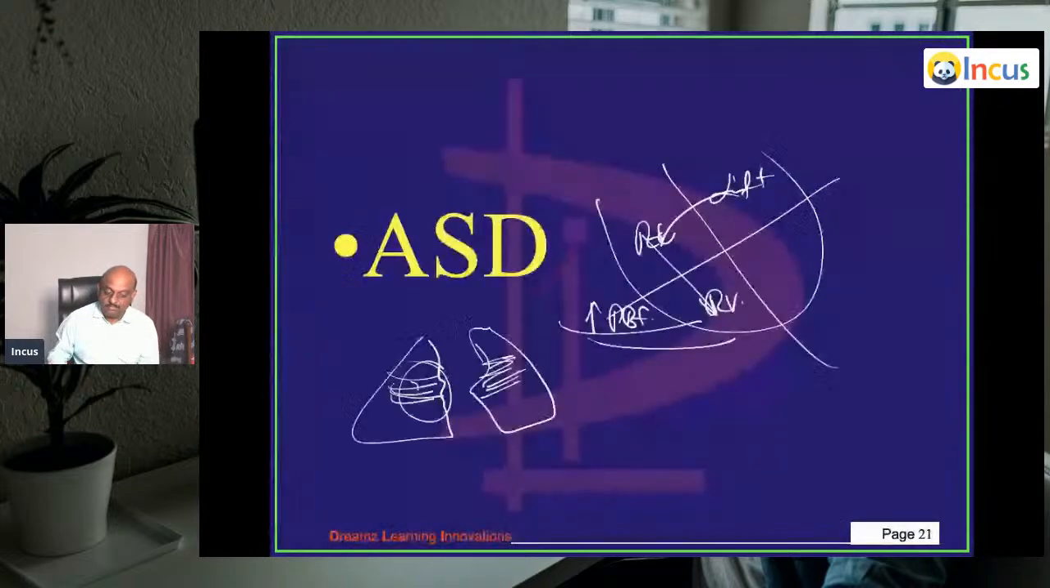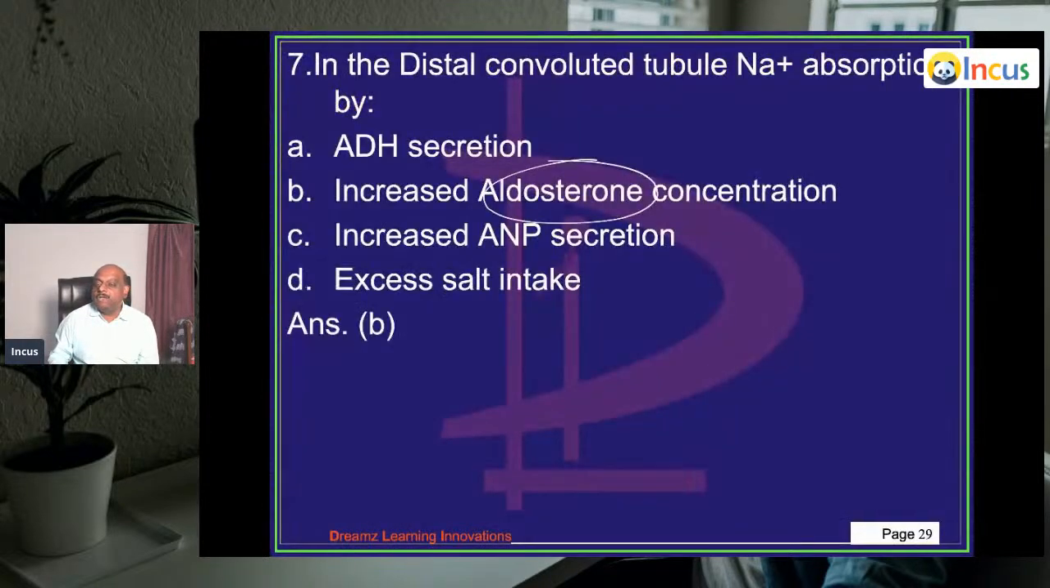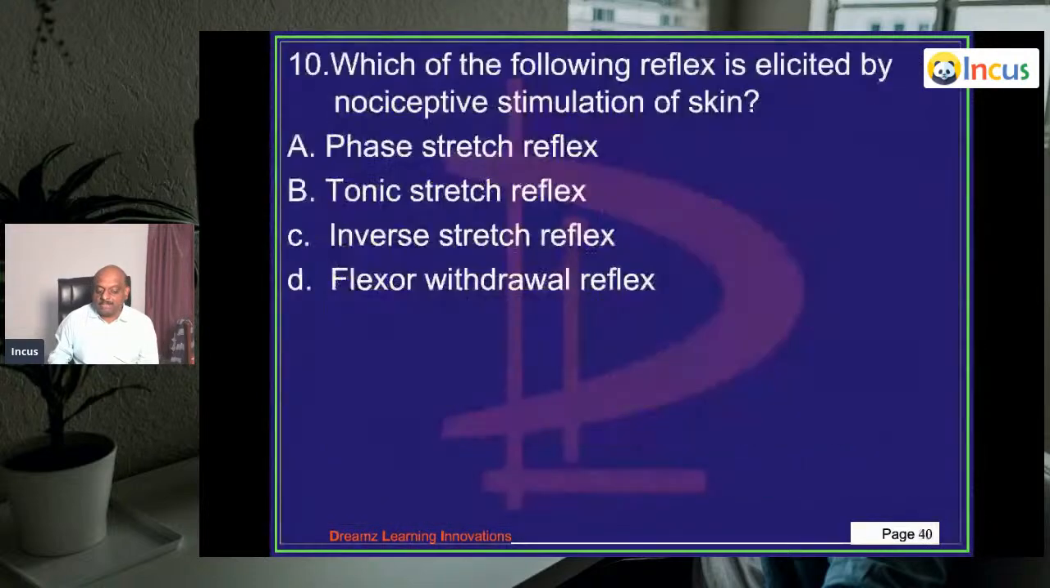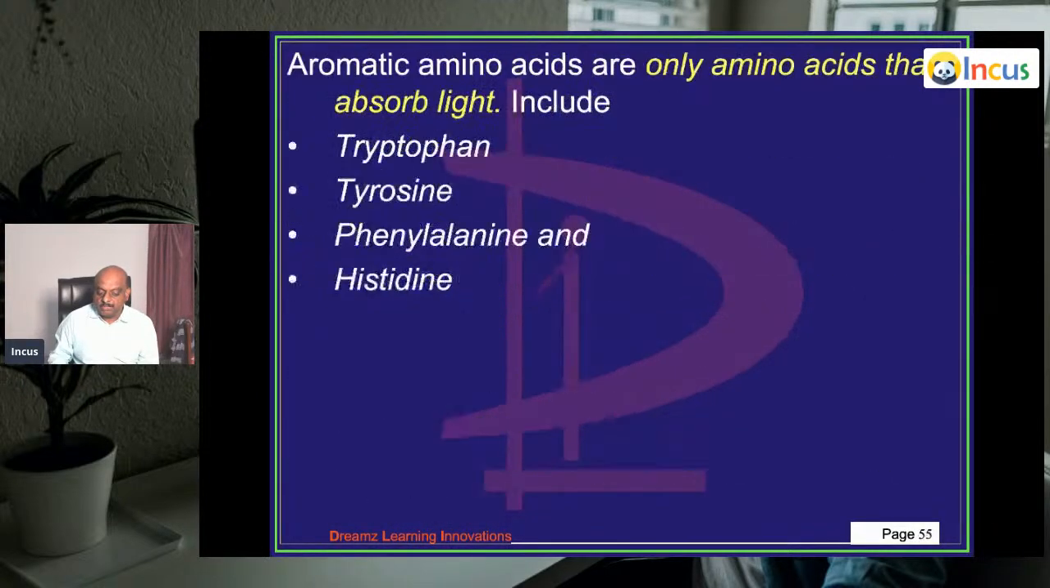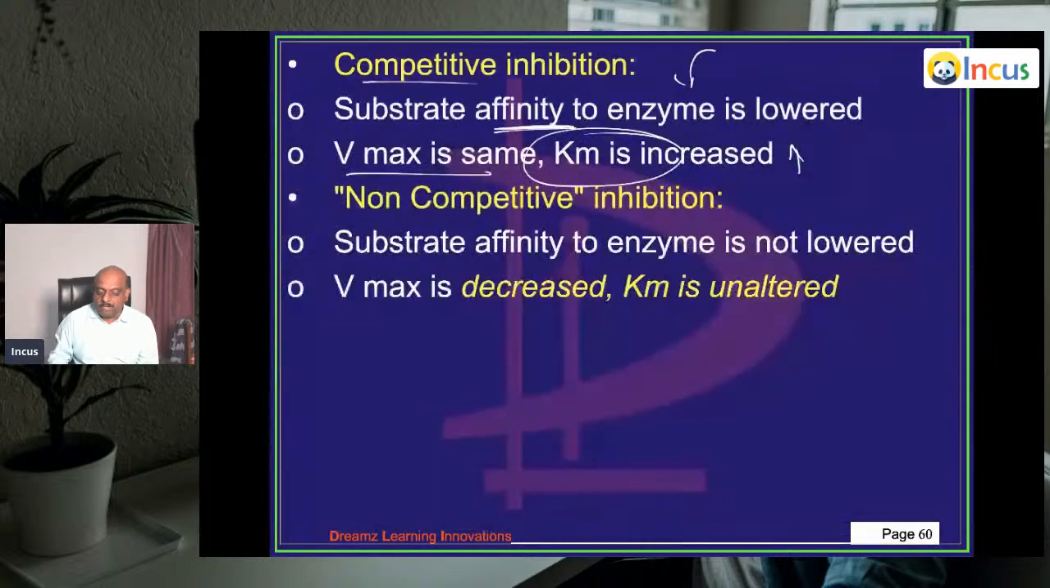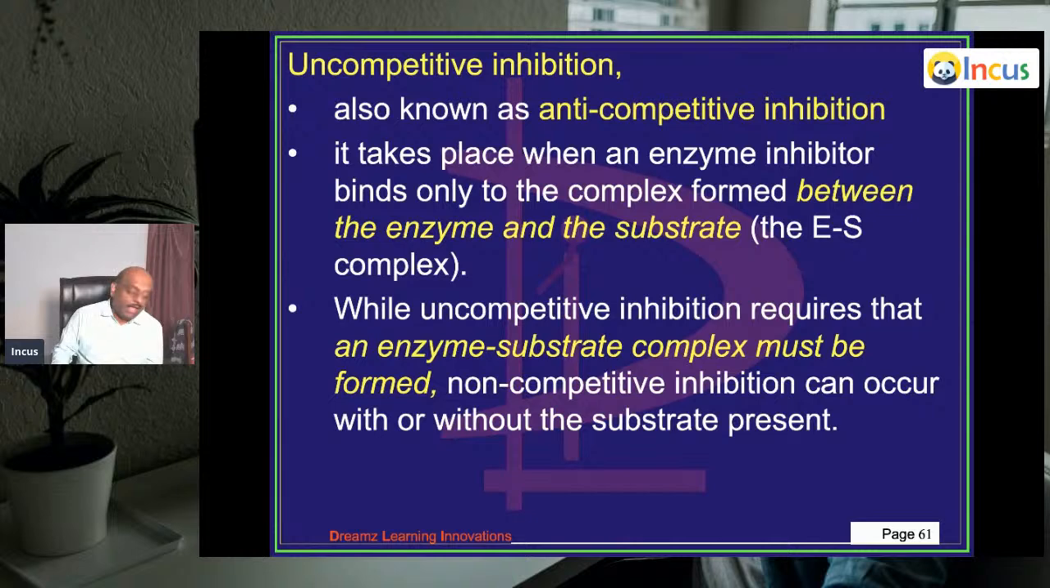Non-competitive. So now basically non-competitive. What happens in non-competitive? So doctor, non-competitive में substrate affinity to the enzyme, it is not lowered. So Vmax is decreased, Km is unaltered. बराबर? You'll remember, photo ले लिया, बढ़िया.